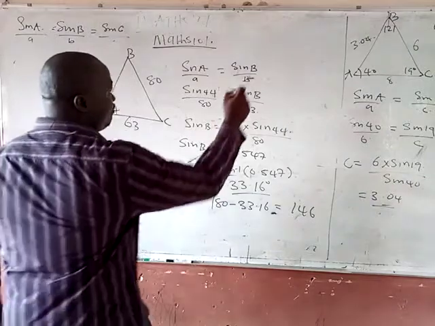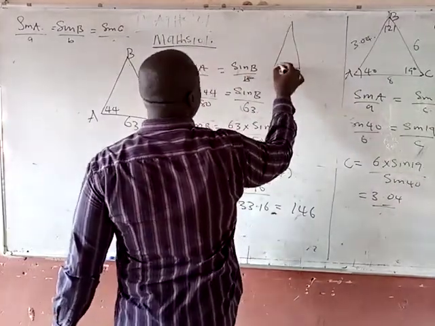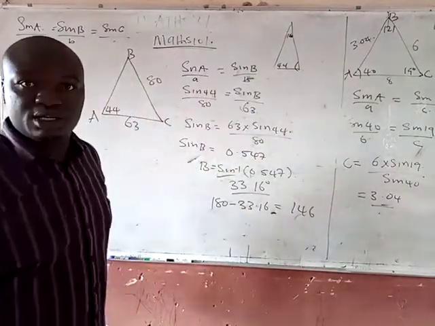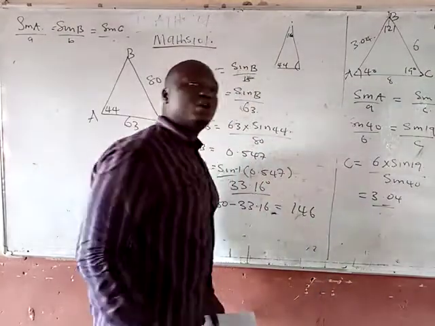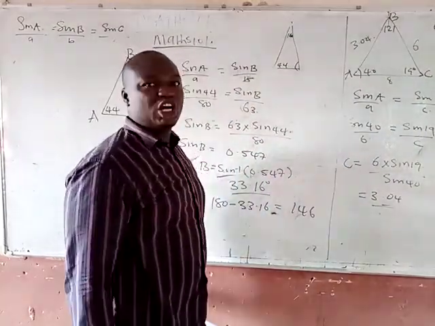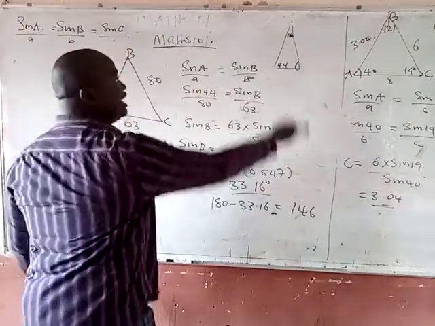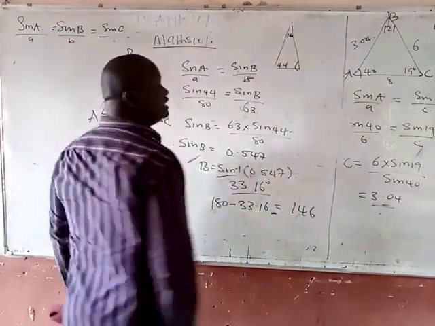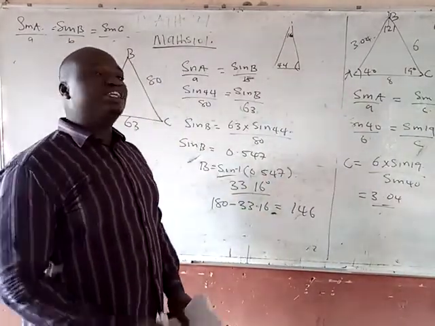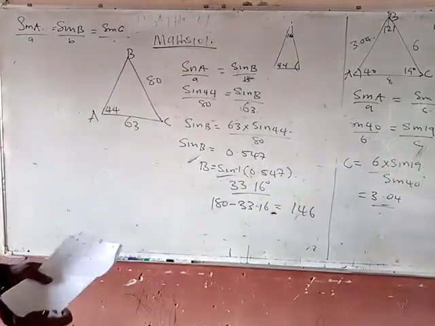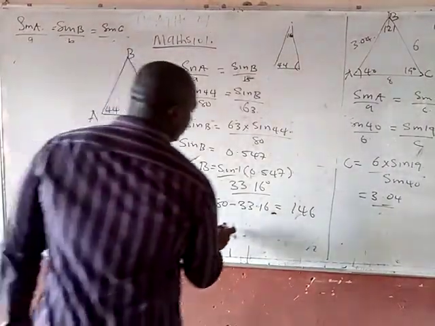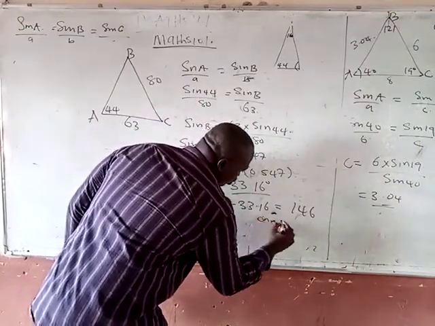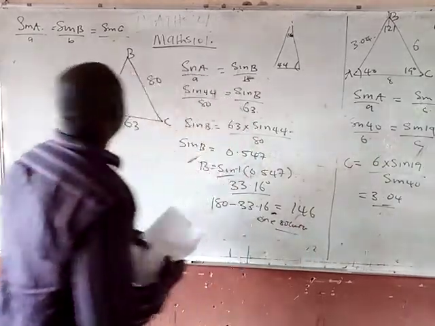Why? If I use this 146 and this is 44, how can I calculate the remaining angle? It's not going to work, because the sum of angles in a triangle must be 180. So I cannot use this and insert it here because it's greater than 180. So that means this only has one solution, and it's only this thing I'm going to start to solve.